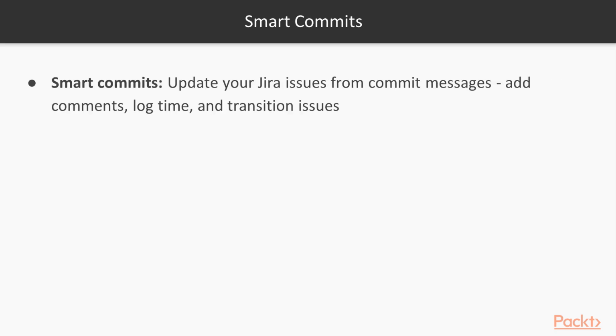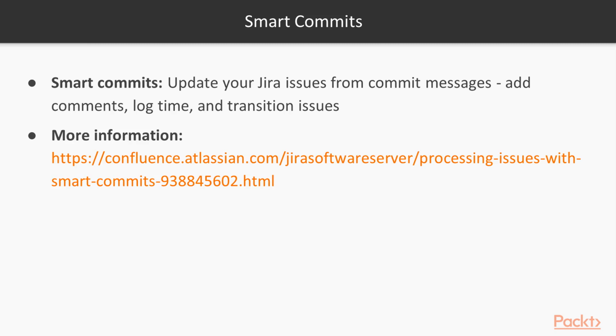And smart commits is basically updating your Jira issues from your commit messages. For example, when the developer is working on the activity and they're committing any code in version control, you can ask them to also add a comment to the Jira ticket by simply referencing the Jira ticket or issue ID in the commit message. They can also log their time, and at the same time they can transition the issues in the workflow. You can go through this link to know more about the smart commits.